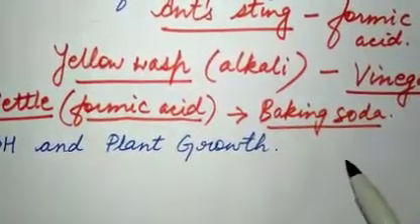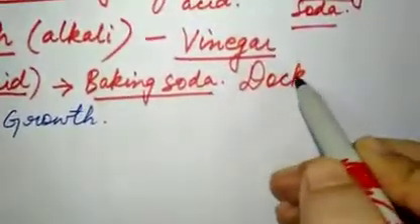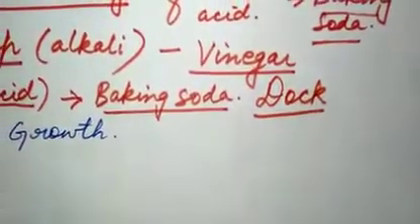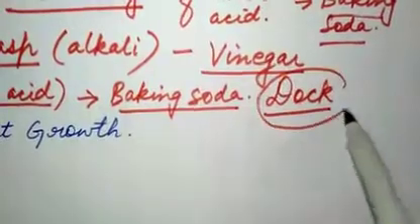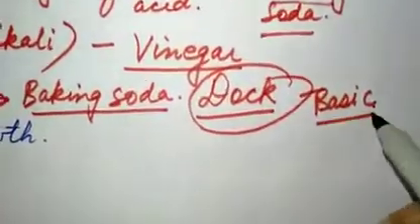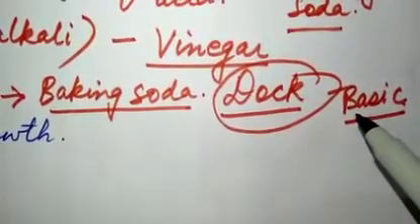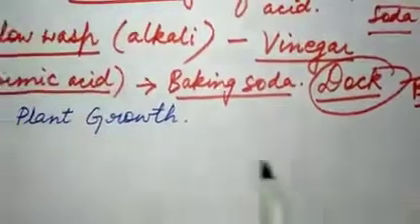And nature has also produced a remedy for this. There is a plant which is known as the dock plant, which grows near the nettle plant only, and the dock leaves are basic in nature. They are alkaline in nature, and if you rub the leaves of dock, then you will get relief from the irritation caused by nettle leaves.